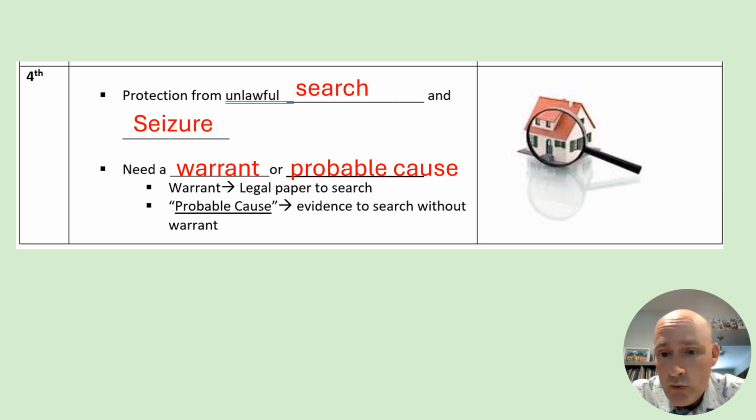And another thing is a warrant. So you have to get somebody, the judge, to sign off on something called a warrant, meaning they have a right to go in there and search your house. All right.